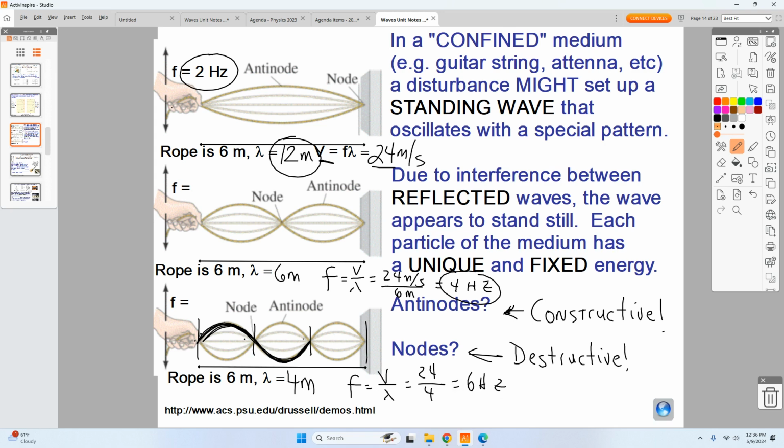And I noticed something, that every time, this is 4, this is 6, every time I want to get a new standing wave, I increase that frequency by that number. 2, 4, 6, the next one would be 8, the next one would be 10, the next one would be 12, and so forth. That's that pattern. Okay?